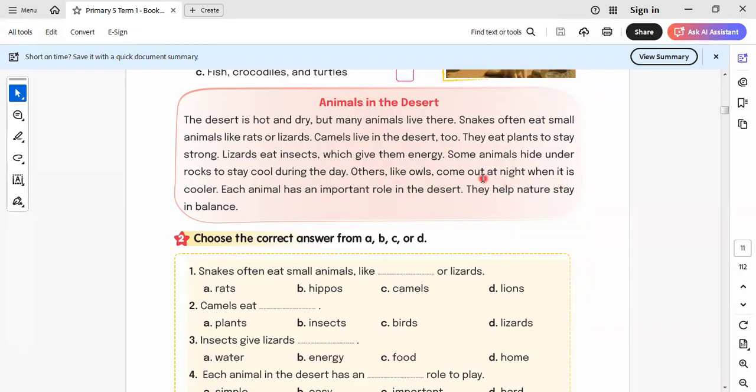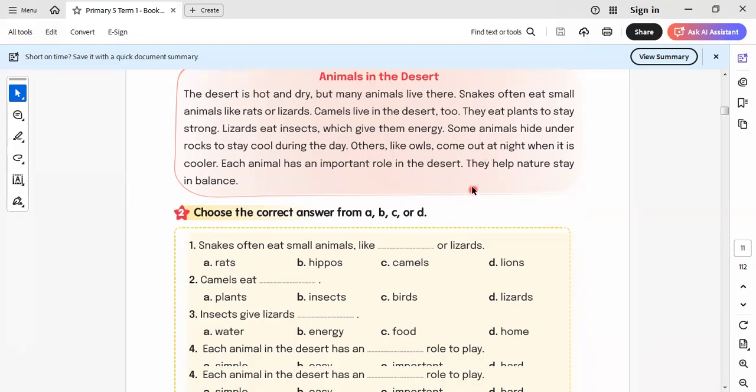So owls live in the desert, and as we know, their eyes are white and light in the night. Why? Because they live in the desert, and they must see their prey, the animals that they hunt. So the owl's eyes must be white and light at night.